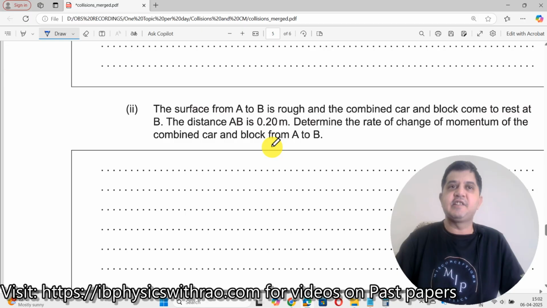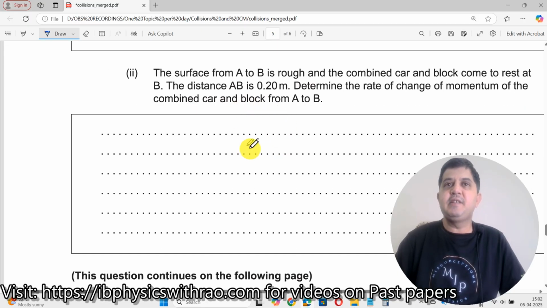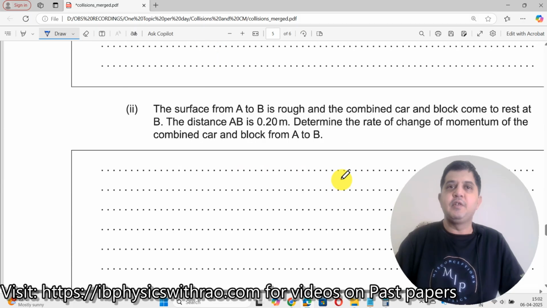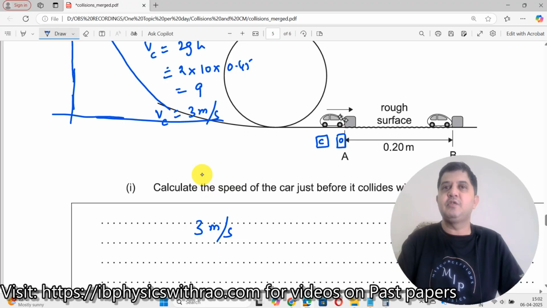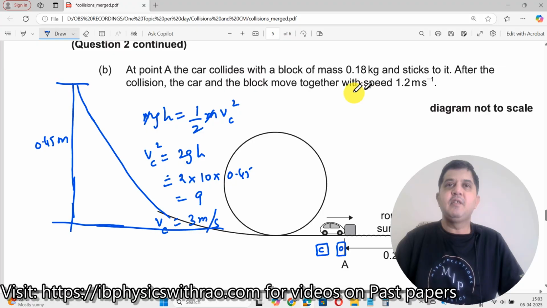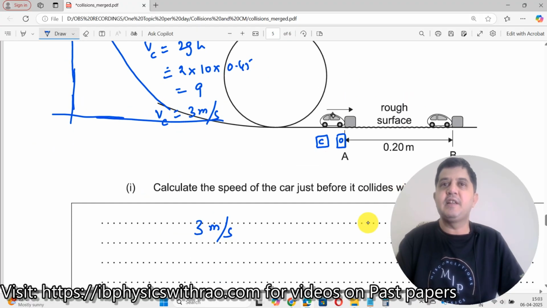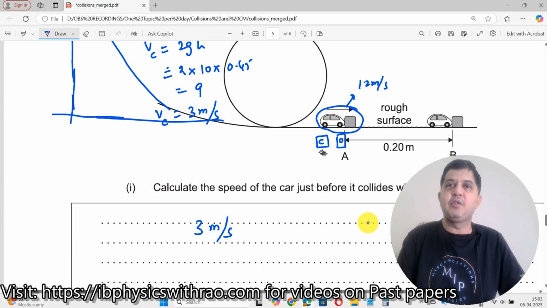Okay. Let us take up the next example. The surface from A to B is rough. And the combined car and the block come to rest at B because of this friction. So when it hit over here, it started to move at 1.2. When it's together, its speed was 1.2 meter per second. Before collision, it was 3 over here. And there is a rough surface over here. After some time, this 1.2 becomes 1 meter per second, 0.9, 0.8, 0.6, 0.3, 0.1, 0. So here it reaches 0.